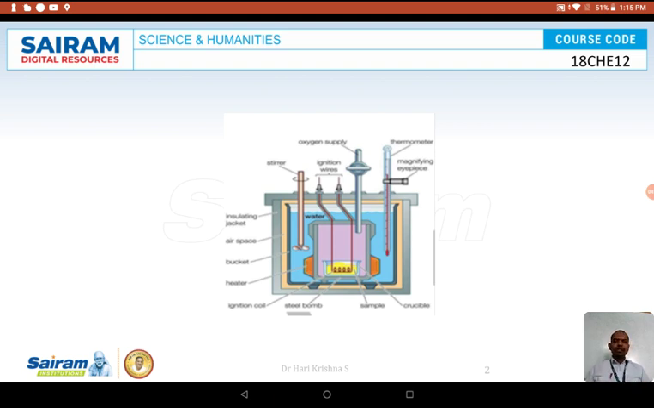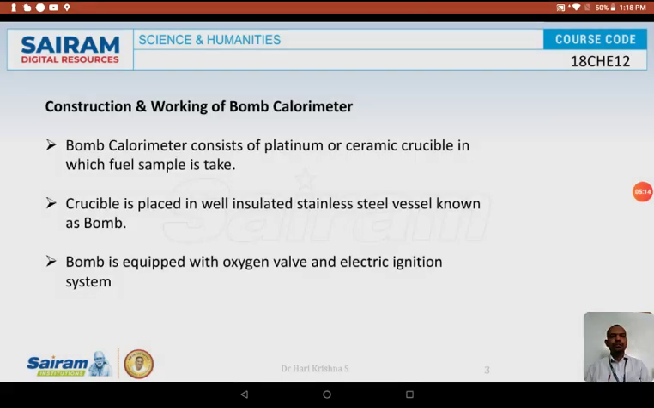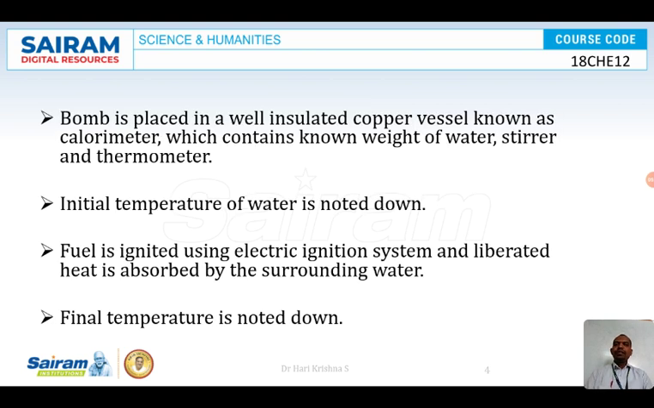This is only the construction part. By looking at the diagram, you should be in a position to write both the construction and working. These are the construction and working of the bomb calorimeter. Whatever I have discussed in the previous slide is being put up here in points. So this is the construction part of the bomb calorimeter. Next we'll see the working part, which is also put up in points.